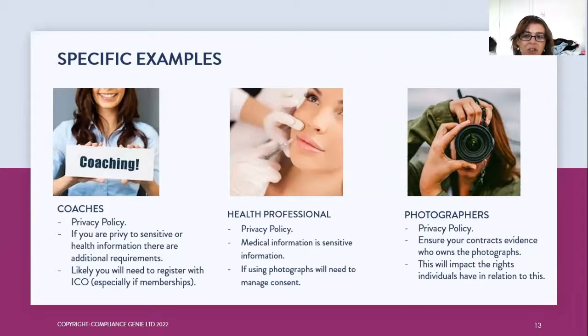And also, if you're doing training sessions, how are you sharing that across your communities? And do individuals know that you're sharing that information? It has to be very clear at the outset, because some people wouldn't be happy to have their information shared that way.